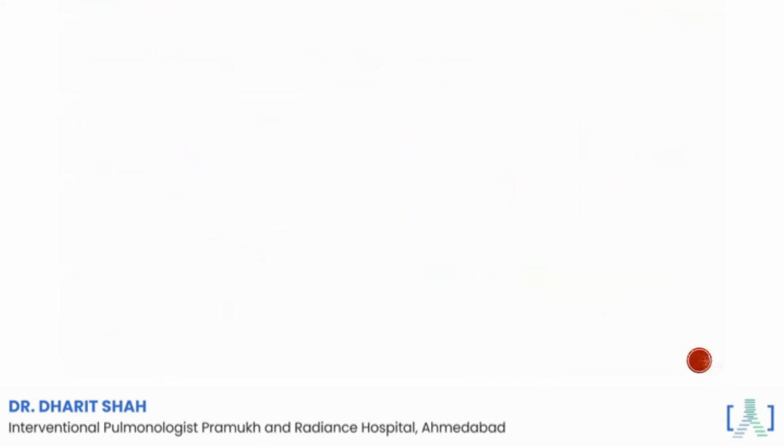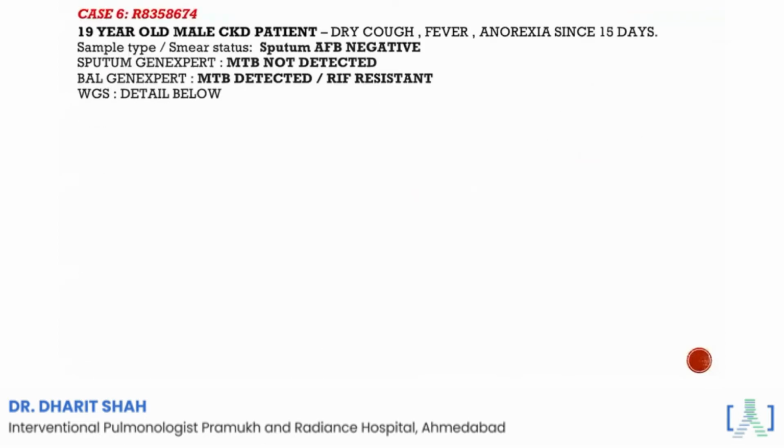In the next patient, it is the same as the previous one. A 19-year-old male patient, a known case of chronic kidney disease, presented with dry cough, fever, anorexia since 15 days. Sputum AFB is negative. GeneXpert is suggestive of MTB not detected. But with the radiological evidence and bronchoscopy, we sent the BAL for GeneXpert with bronchoalveolar lavage, and we got the report of MTB detected with rifampicin resistance.